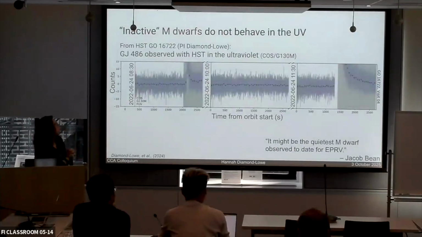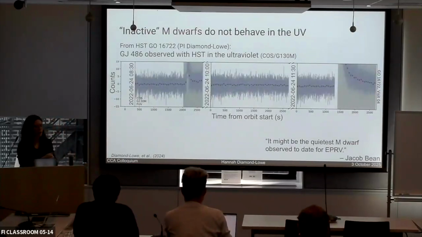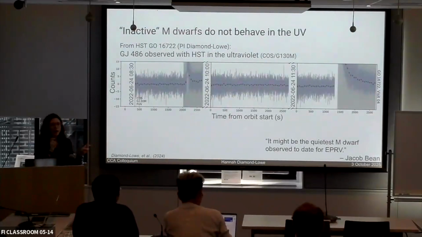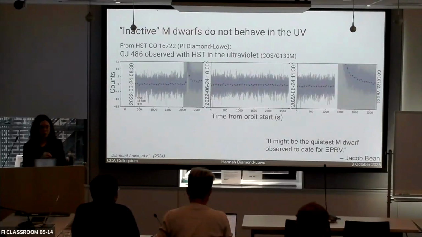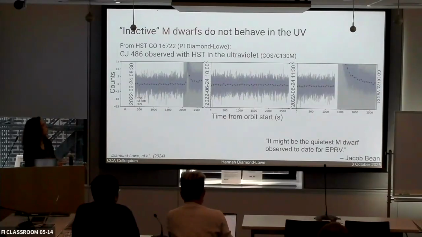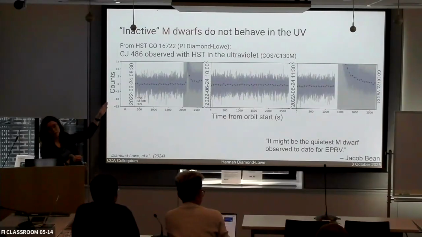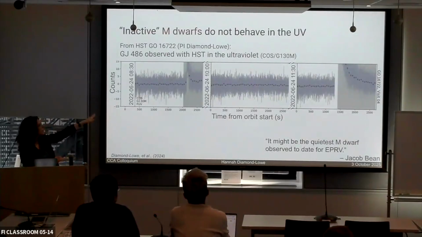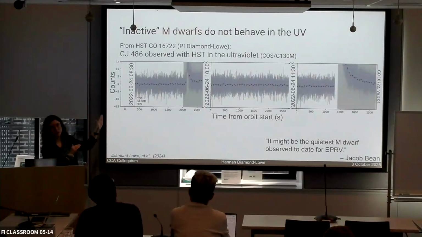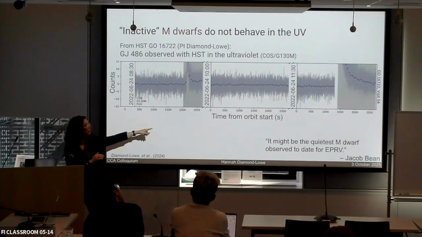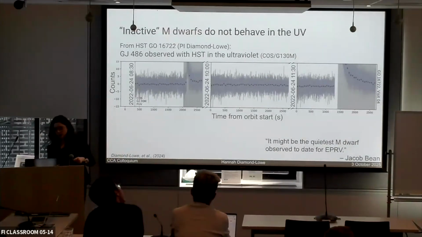Okay. So there's another problem with M dwarfs, right? I've sold you on these inactive M dwarfs, still important to measure, but then you go and measure them and you realize they do not behave the way you thought they would. So this is GJ486, our favorite inactive M dwarf that I measured with HST in the ultraviolet. And this is one visit of HST. These are 3 orbits, right? There's little breaks because of the Earth occultations.